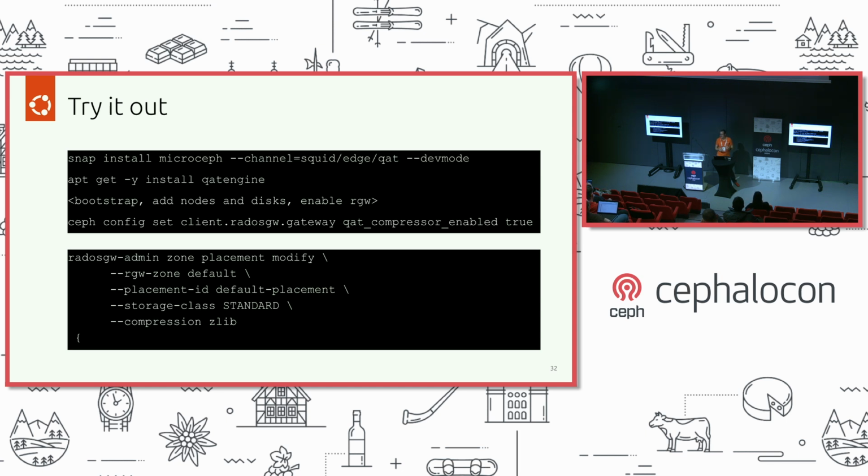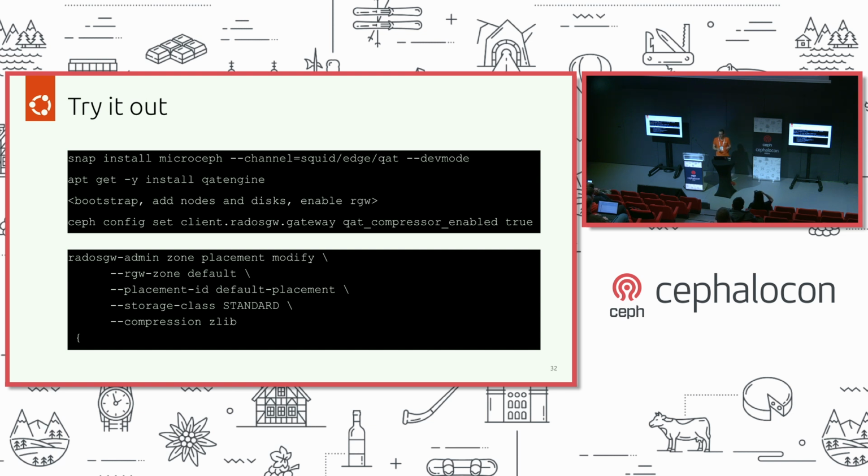Bootstrapping microceph, single command. Adding nodes depends on the number of nodes. Adding disks is like, give me all the available disks in the machine, and then this single command of enable Rados gateway, and you have this functional system. Turning on the QAT compressor, again, it's this single config setting. You have all of these pieces in place. Turn it on by setting that variable to true, restart all of the daemons, and then you have compression enabled in the system.